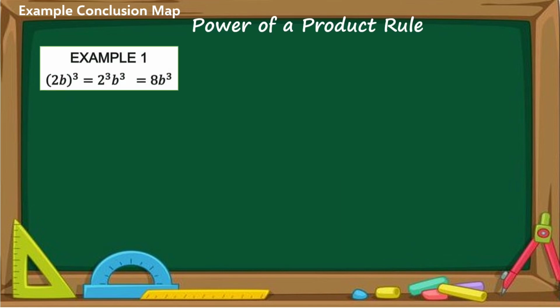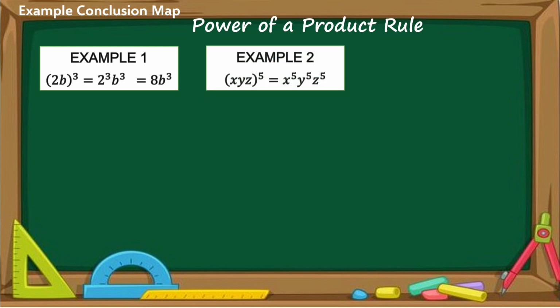Next, the power of a product rule. The examples are (2b)^3, that will be equal to 2^3 b^3. The value of 2^3 is equal to 8, therefore the answer is 8b^3.